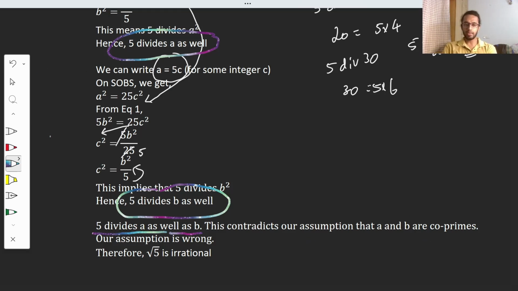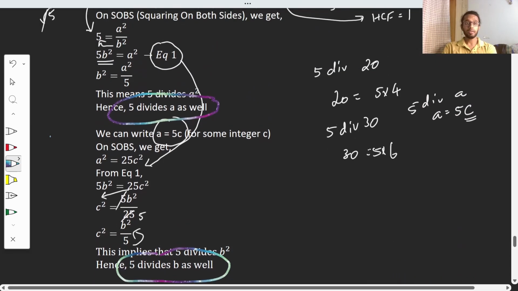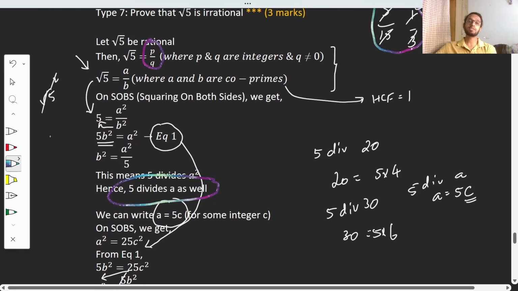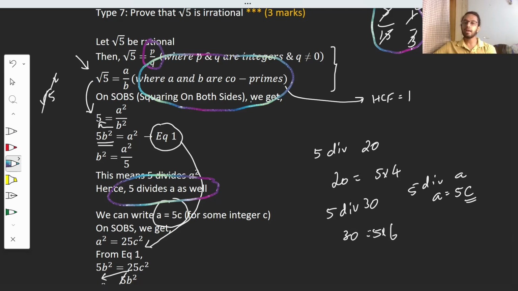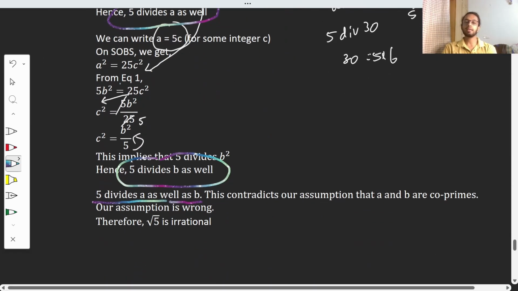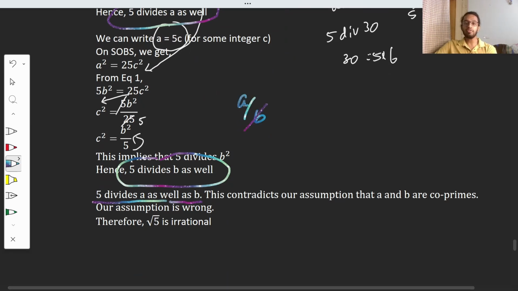I would like to bring our attention back to this step where we have assumed a and b as coprimes. When we say a and b are coprimes, we said they cannot be divided by any other number. But to the contrary, we can see here that 5 divides a as well as b, which means a and b are further divisible by 5. But we have assumed a and b are coprimes, which means they cannot be divisible by any other number. Therefore, our assumption is wrong, that we have assumed a and b are coprimes, which is wrong.